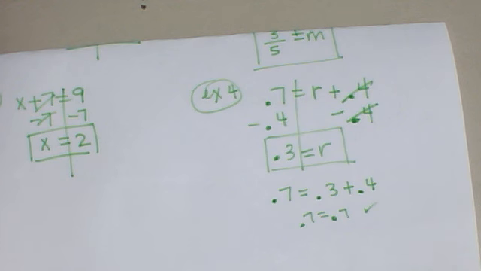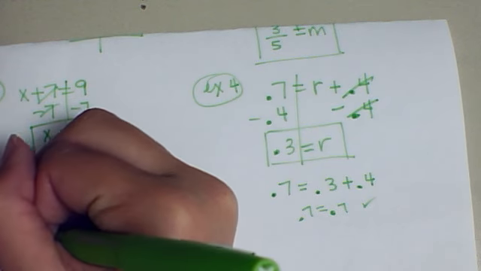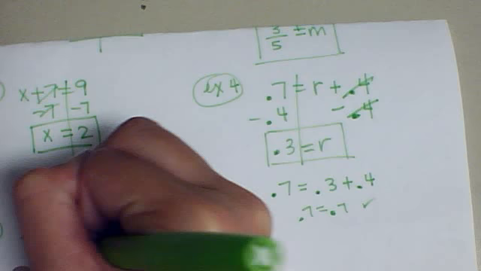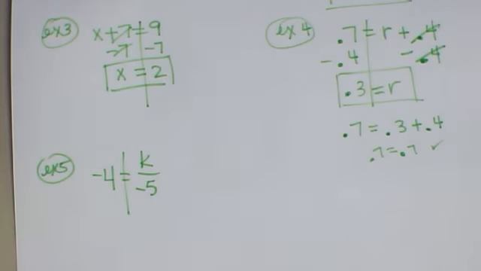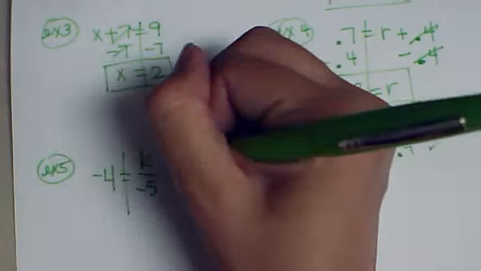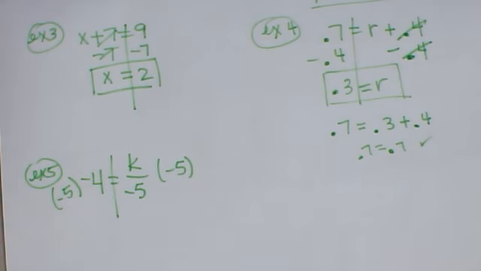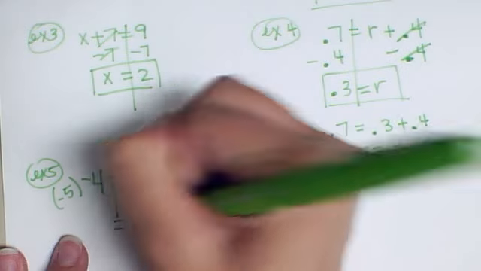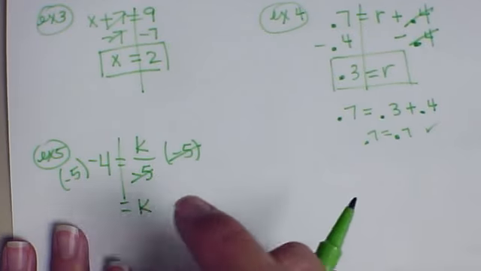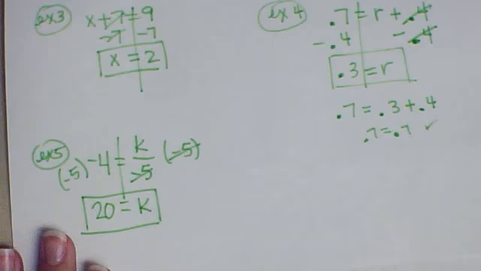Let's look at some that involve multiply and divide. Example 5. If I have negative 4 equals k divided by negative 5. Okay, k is being divided by negative 5. The opposite of divide is multiply, so I'm going to multiply both sides by negative 5. Don't let that negative trip you up. It doesn't mean subtract in this case, it's simply a negative number. It's being divided, the opposite is to multiply. These two pieces cancel, and I have k left on this side. On the other side I have negative 5 times negative 4, which is positive 20. And that's all there is to that problem.